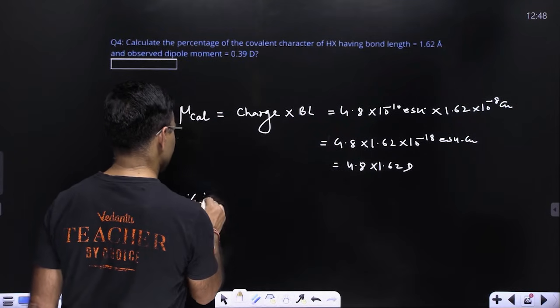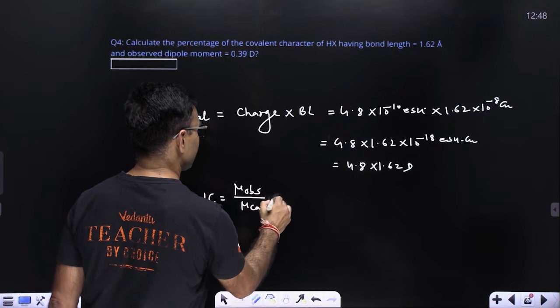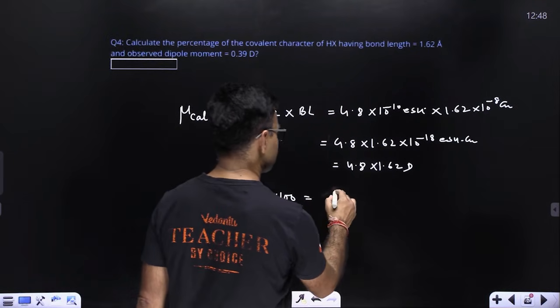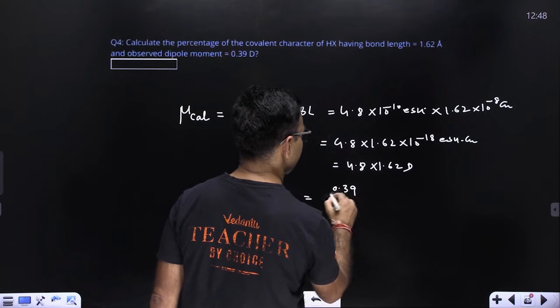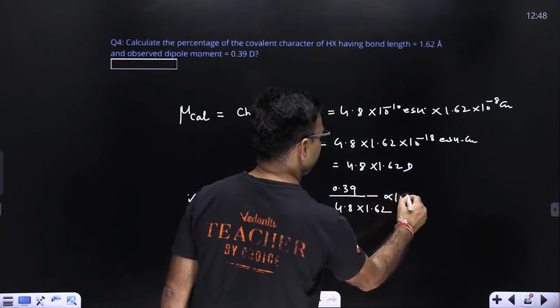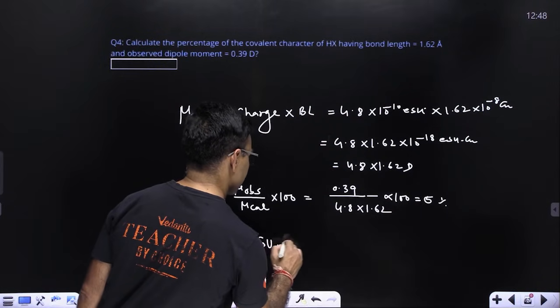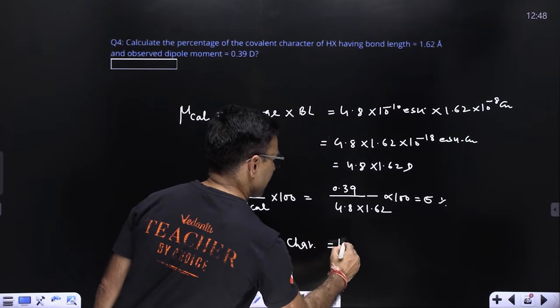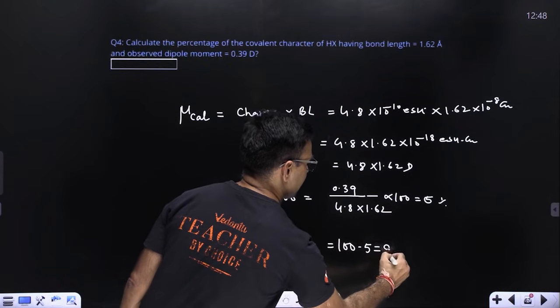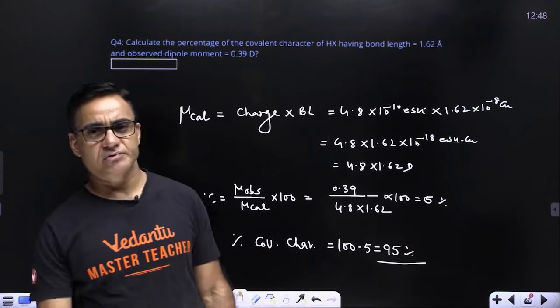So percentage ionic character is equal to mu observed upon mu calculated into 100. The observed value, 0.39, is given. 0.39 divided by (4.8 into 1.62) multiplied by 100 comes out to be 5%. So percentage covalent character will be 100 minus 5, which is 95%. This is how we can calculate percentage ionic or covalent character in a given bond.